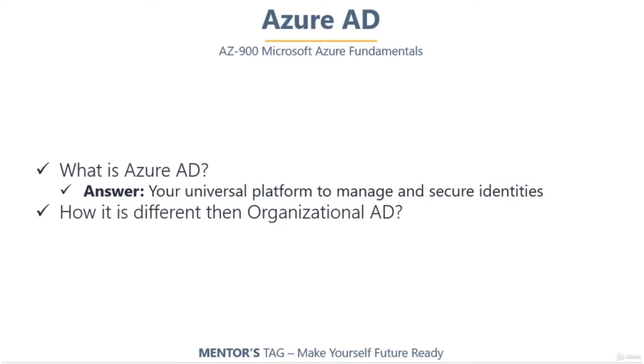If I focus on the official definition, Microsoft says that Azure AD is your universal platform to manage and secure identities. Now, identity itself is a big word, and Microsoft has divided identity into 4 different sections, which are known as the 4 pillars of identity. These four pillars are authentication, authorization, administration, and auditing.